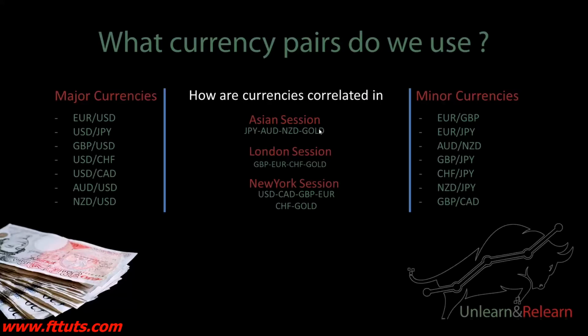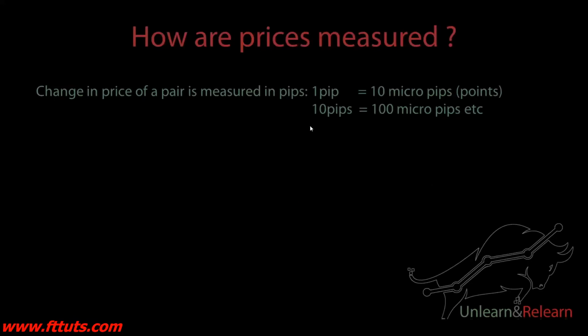the sessions. Now what we're going to talk about is how do we actually make money from the pairs? What are pips, how are pips calculated, and how do we go about that? Now, change in price of a pair is measured in pips. It's 1 pip. 1 pip is 10 micropips or points. That's what pips are. It's a very basic concept, but it's very, very important.